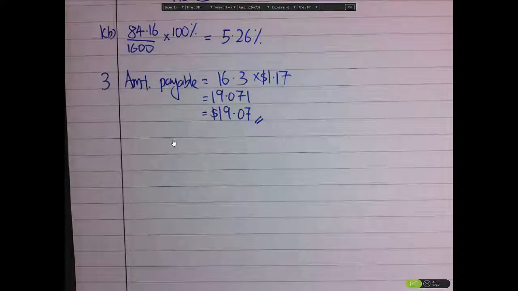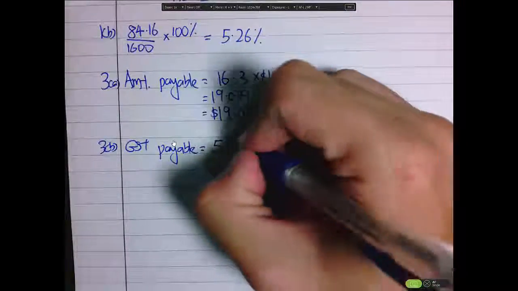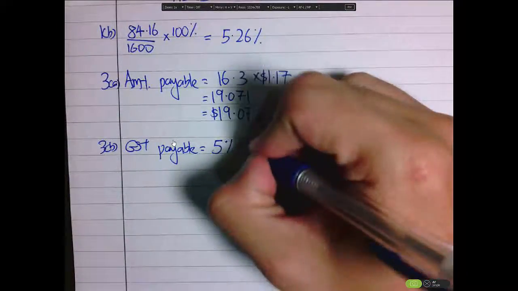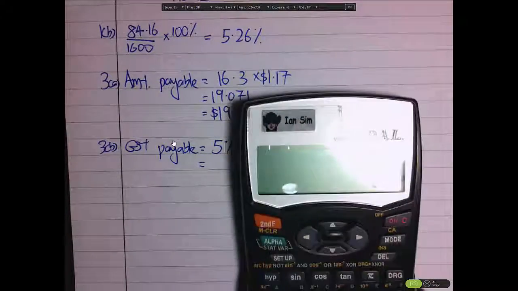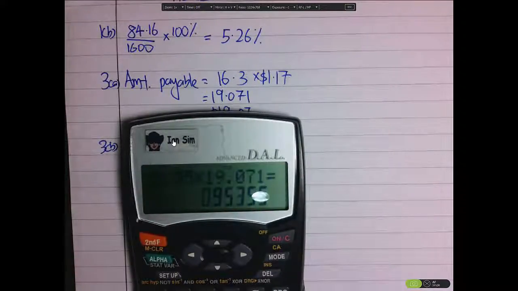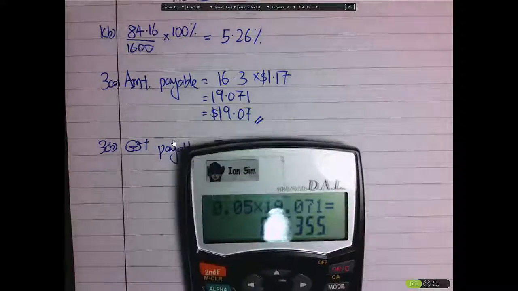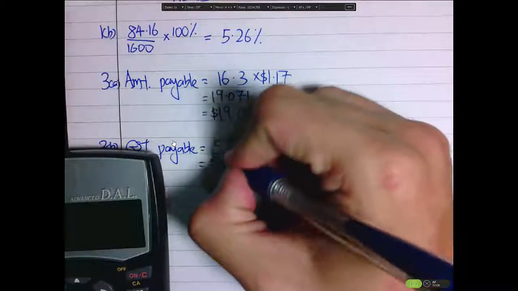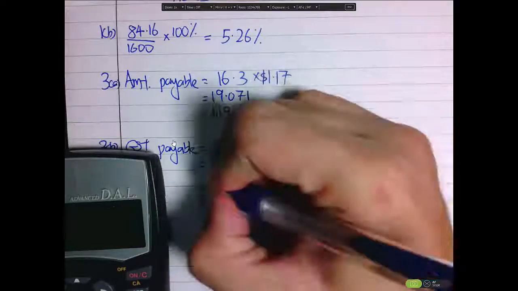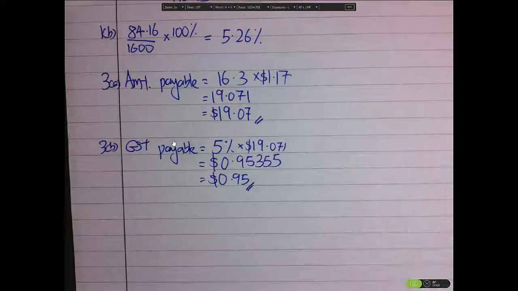GST, okay, the GST is 5%, as I said, it's already now 7, but never mind. So the GST payable is equals to 5% times 19.071. We use the truncated value. 5% times 19.071, we get 0.95355, which is basically 95 cents rounded off to 2 decimal places. Okay, that is it for the GST payable.